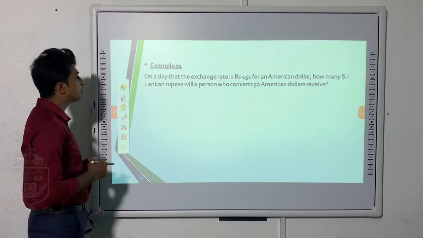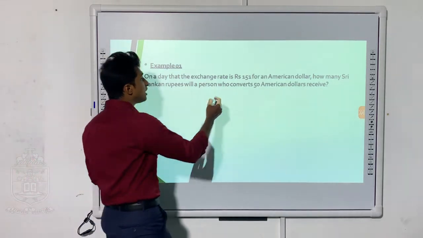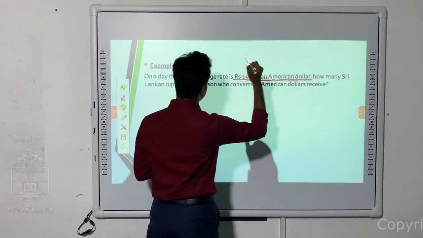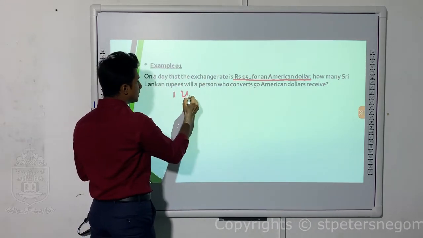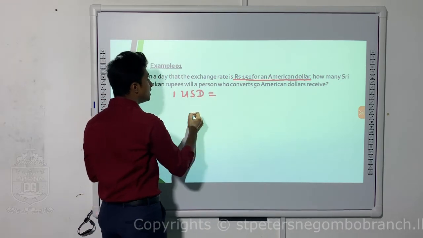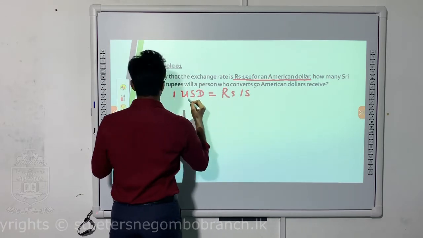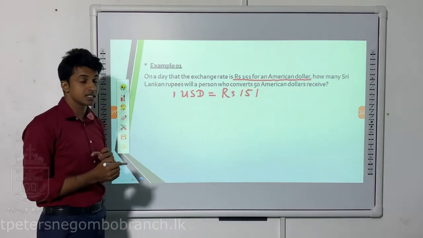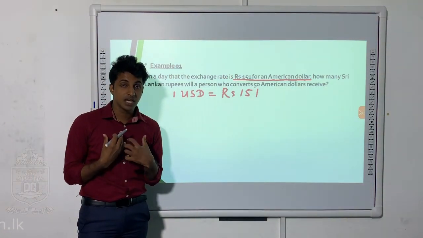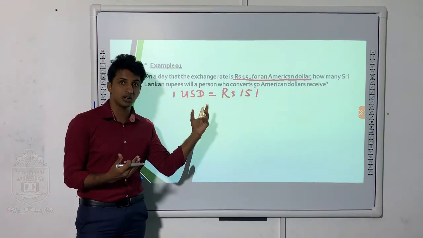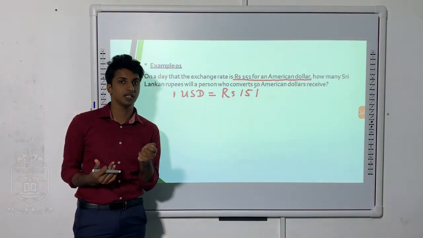So let's take example number 1. On a day the exchange rate is rupees 151 for an American dollar. For 1 American dollar, that is we call that USD, United States dollars, on that particular day, the Sri Lankan rupee is going to be 151. Now, if I have 151 rupees and I want to convert that into American dollars, when I give 151, I'm going to get only one American dollar on that particular day.